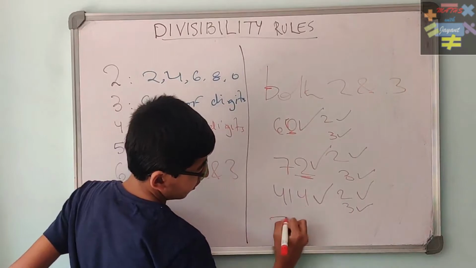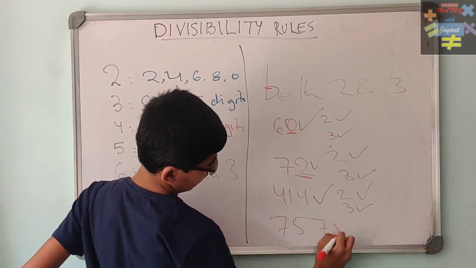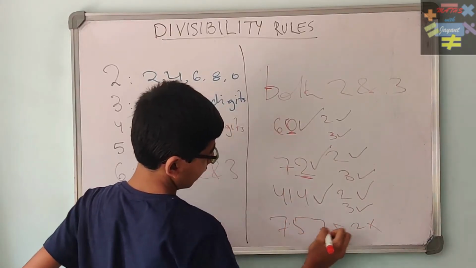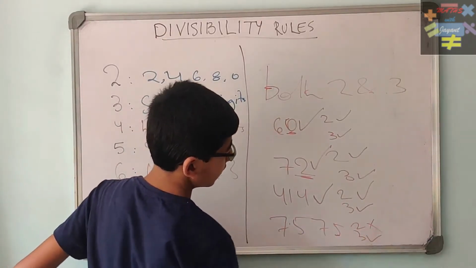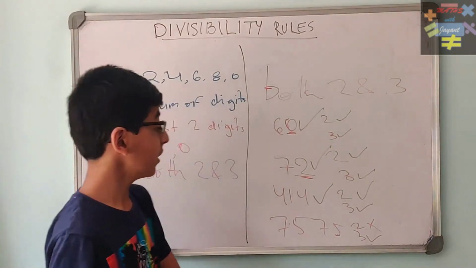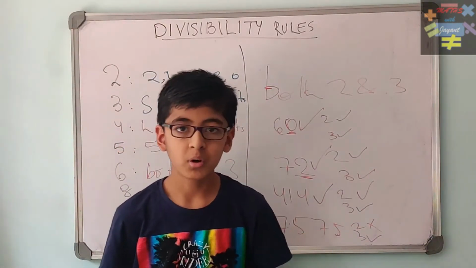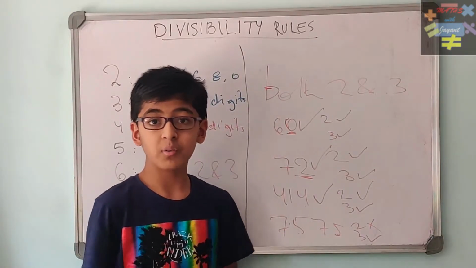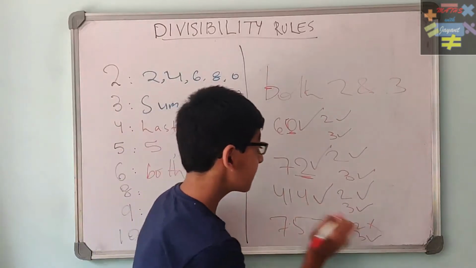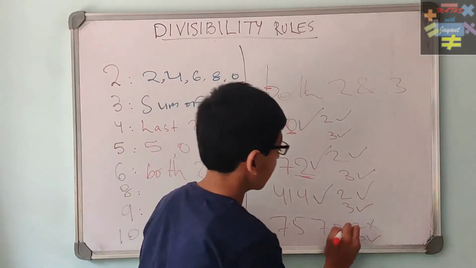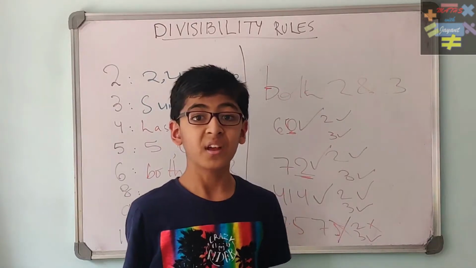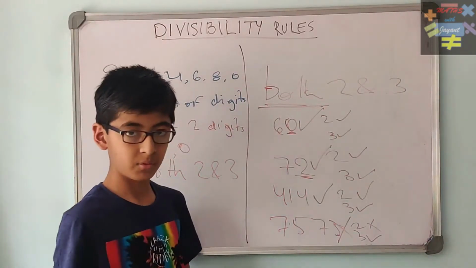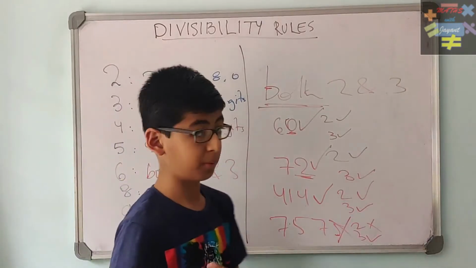Now let us have a look at another number, 7575. It ends with a 5, not divisible by 2. But we see 7 plus 5 is 12, plus 7 is 19, plus 5 is 24. So it is divisible by 3. Now if it is not divisible by 2 but divisible by 3, or vice versa, what should we do over here? If either of them is not right, that means this is not going to be divisible by 6. It is necessary for both 2 and 3. So this is not divisible.